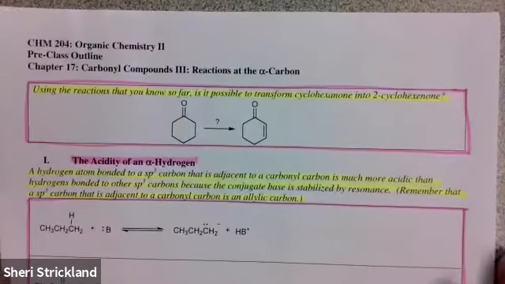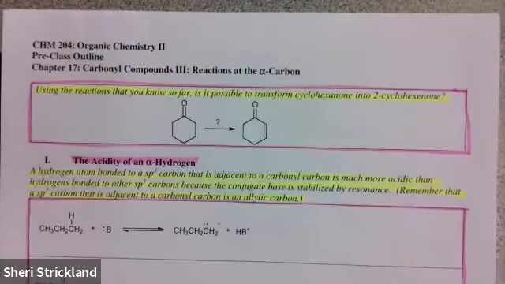So we start with the problem. Using the reactions that you know so far, is it possible to transform cyclohexanone into 2-cyclohexenone? So we'd have to be able to do some sort of elimination reaction. And it's not set up for a Wittig reaction.